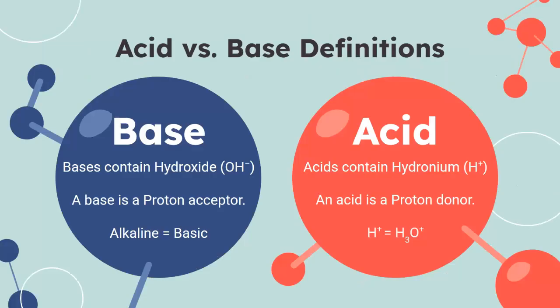First, let's go over the definitions. A base is going to contain hydroxide, which is OH with a -1 charge. It's a proton acceptor. And when you hear the word alkaline, it's the same thing as saying that something is basic. Acids are going to contain hydronium, which is H with a +1 charge, and acids are proton donors. Another way to see hydronium is H3O with a +1 charge.